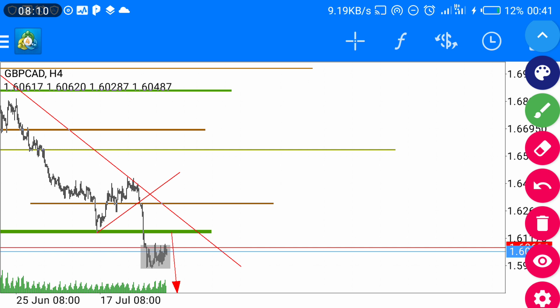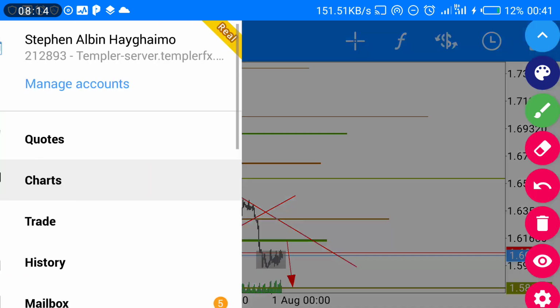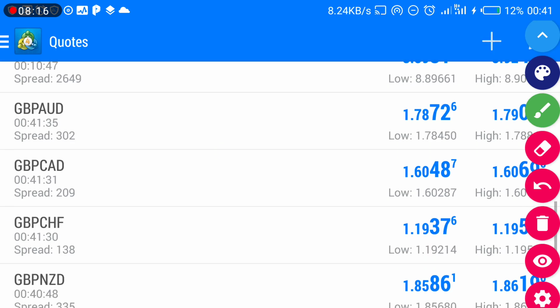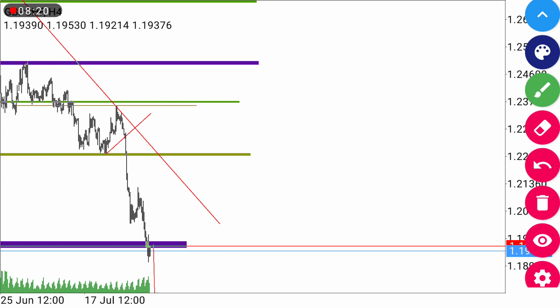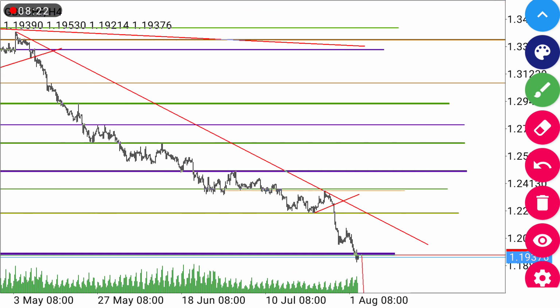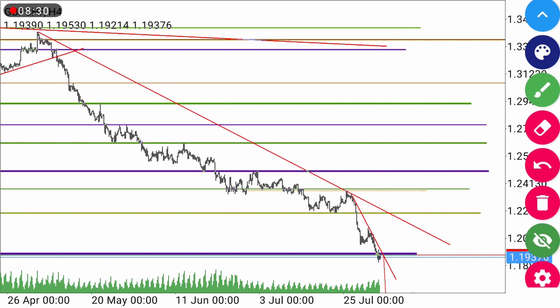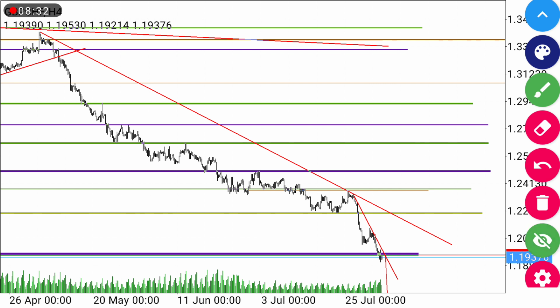Another pair which you're going to be focusing on apart from GBP CAD is GBP CHF. For GBP CHF, we're going to be looking for a bearish direction. The reason behind us looking for a bearish direction on GBP CHF is because there is a breach out of this support or resistance. So we are waiting for a good retest at this area. Therefore, there we will continue moving down.